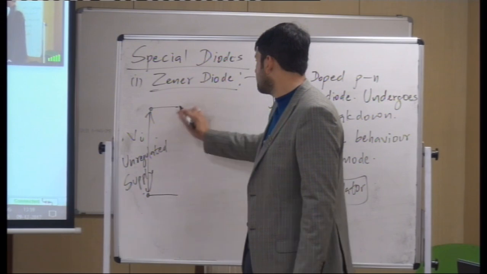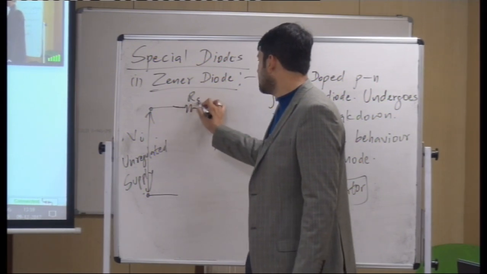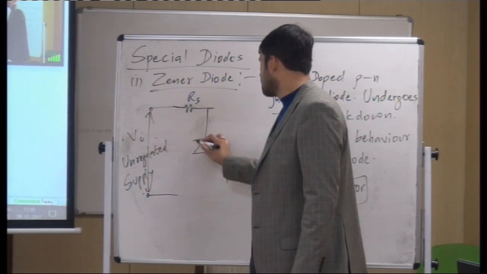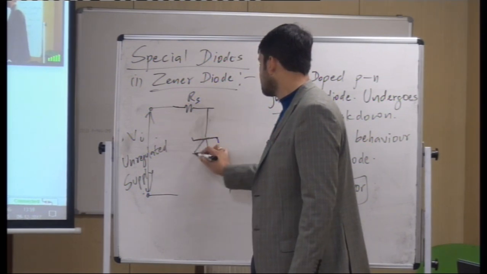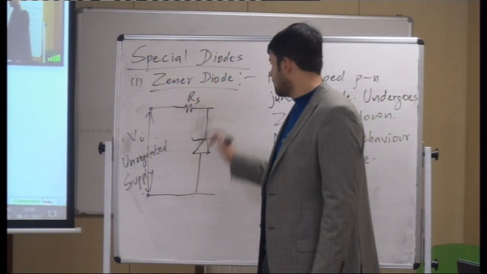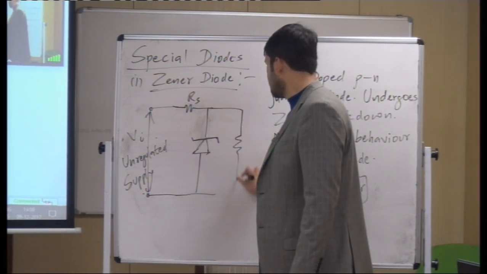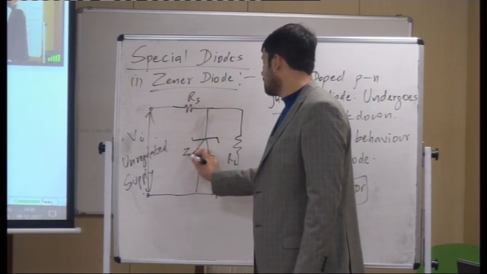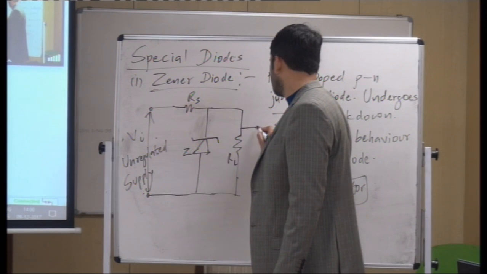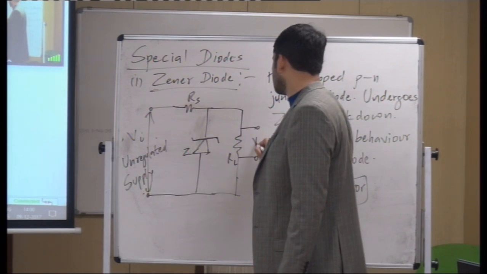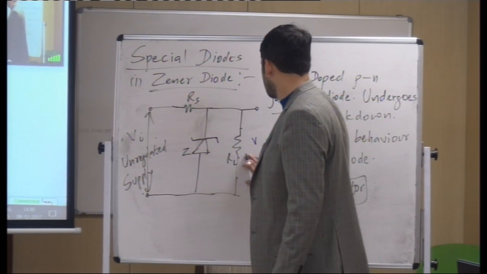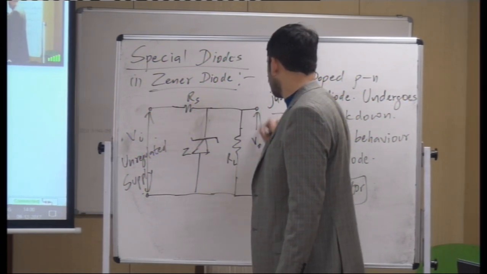This is a series resistance. This is the diode. The symbol of this diode is this, the corners are bent, and this is the load. This is the Zener diode. The output is taken here. Okay, this is the output.